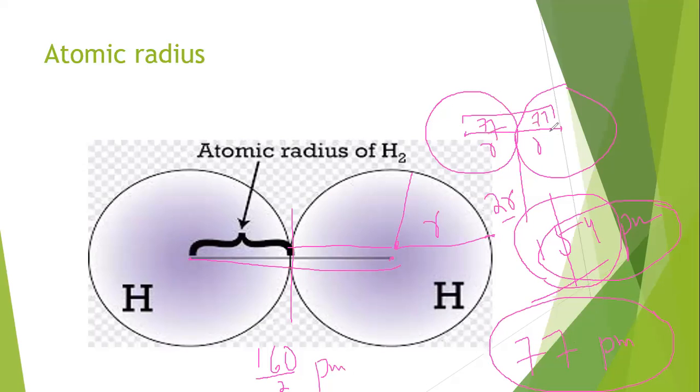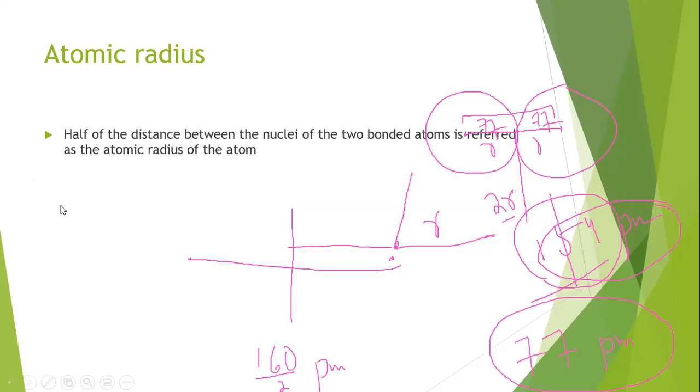77 plus 77. So according to the main statement, here you can see, half of the distance between the nuclei of the two bonded atoms. If there are two bonded atoms and you take half of the distance, then that distance is called the atomic radius. Because it is difficult to take the radius of one atom, we calculate the value of the radius by joining two atoms.